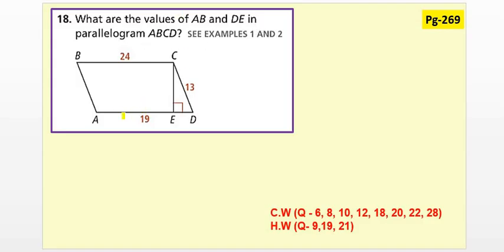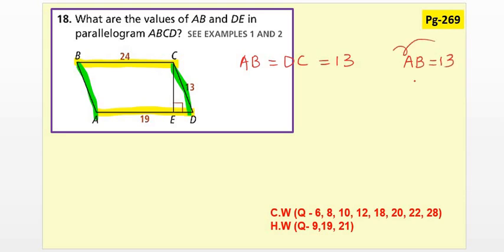Because it's a parallelogram, the opposite sides will be congruent. So this side will be congruent to this one, and if I make the other two sides with the green color, that means we can now find the corresponding values. To find the value of AB, because it will be equal to DC, and the measurement of DC is given as 13, we can say AB is actually 13. So this is the first part of the question.